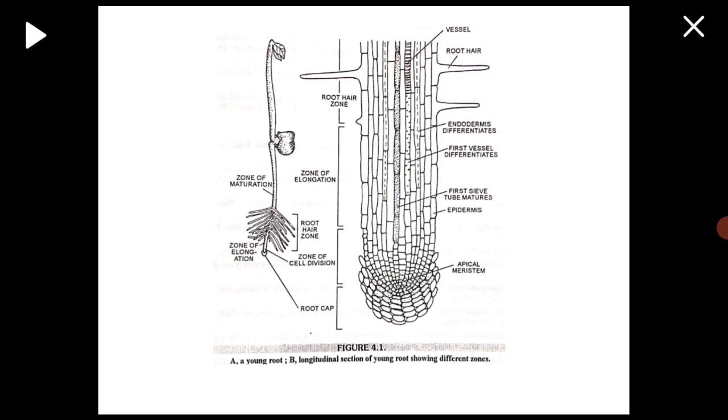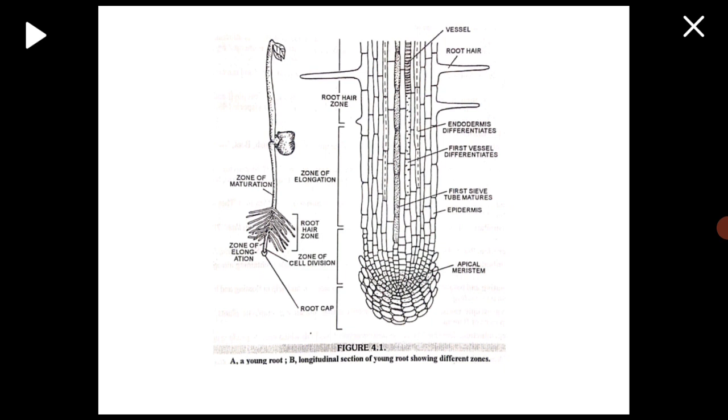Next, translocation of organic nutrients. You know, roots are non-green. They do not perform the function of photosynthesis. So the sugar produced in the leaves by photosynthesis is transported downward to the tissues of the roots where it is metabolized.